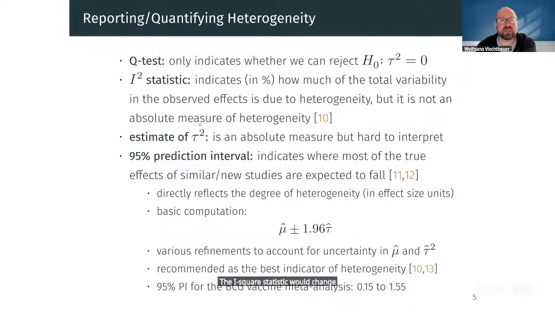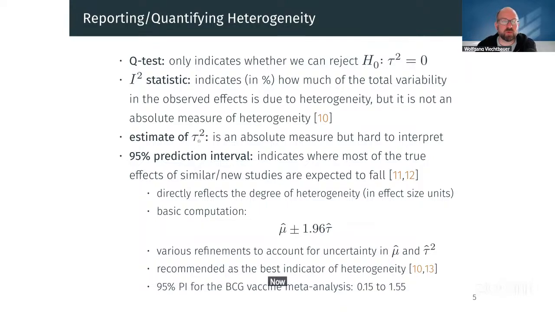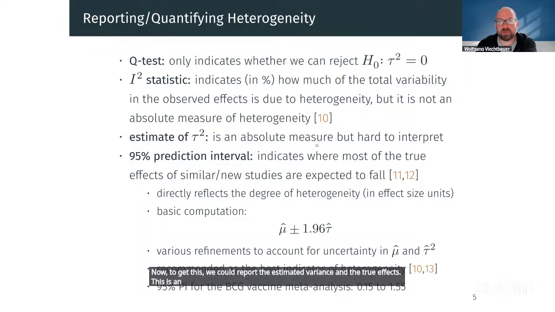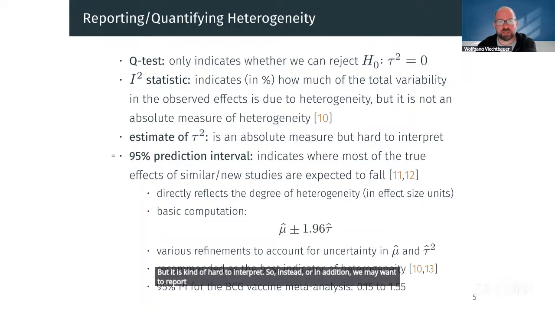So it does not tell us in absolute terms how much heterogeneity there is. Now, to get this, we could report the estimated variance in the true effects. This is an absolute measure, but it is kind of hard to interpret. So instead, or in addition, we may want to report a prediction interval.